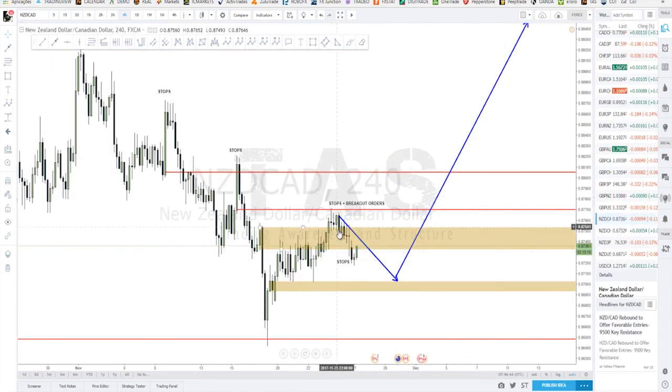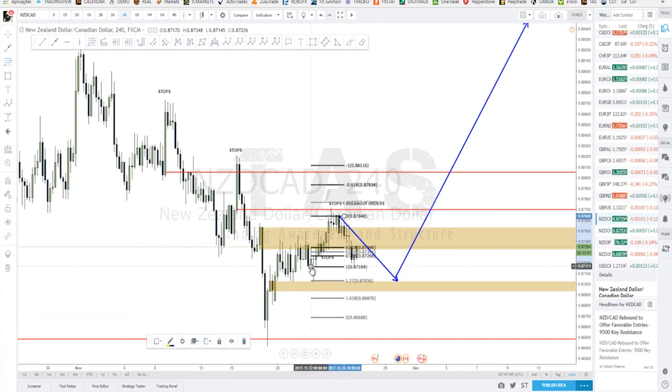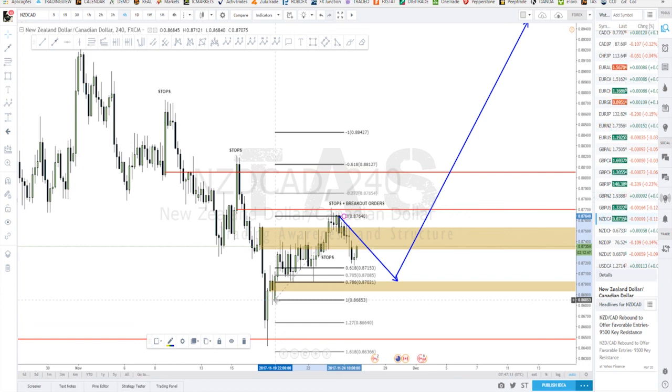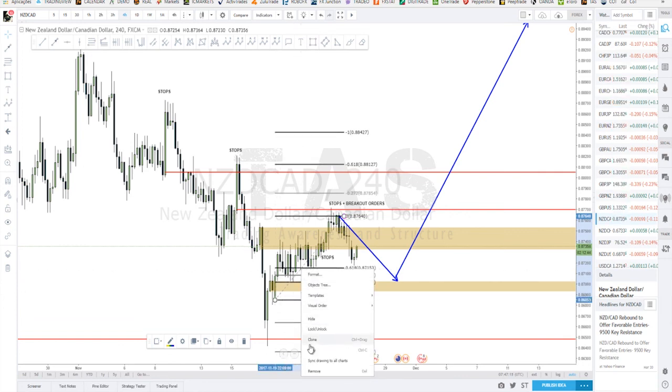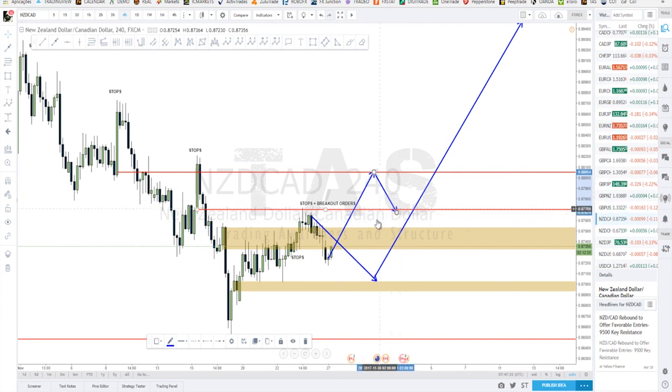NZD CAD, still expecting it to come a little lower. Did run the stops here, and well, kind of like this to enter. But I'm not gonna put the order on this one now. I'm gonna see if it breaks this high, we'll get another entry. If it goes like this, sorry about the voice, it's quite early. If it does this, we'll enter.